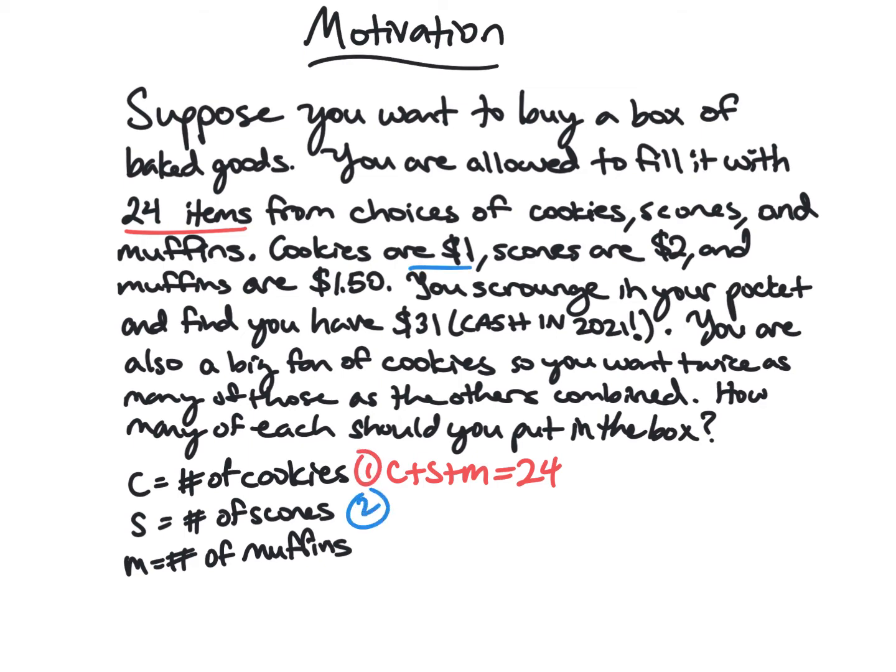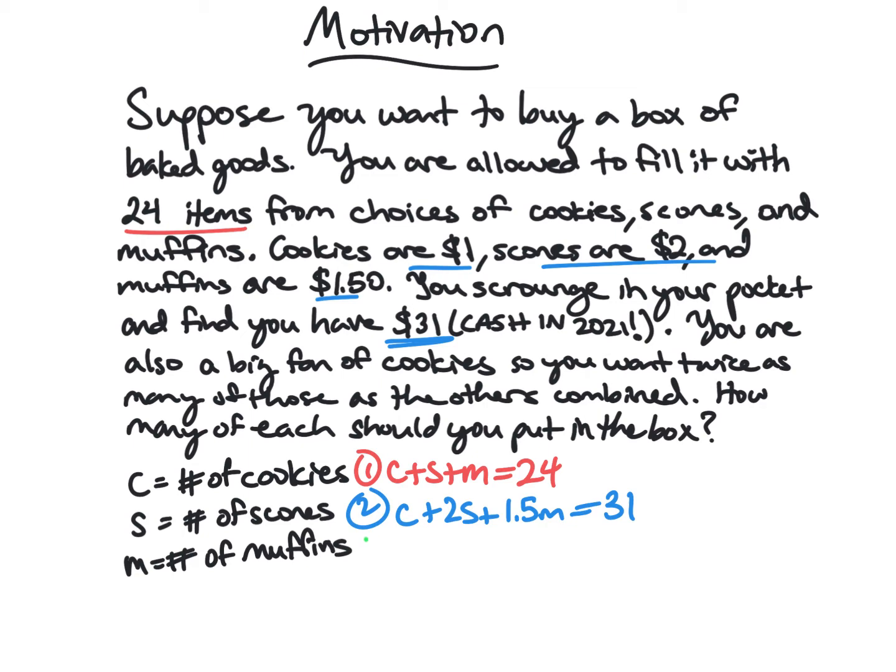Second, we have the prices and we have our budget, right? So you can kind of think of this as a weighted sum, right? So C, or 1 times C for the dollars, plus 2S, because scones are $2 a piece, plus 1.5 M, muffins are $1.50, is equal to 31, right? We can use all of our budget.